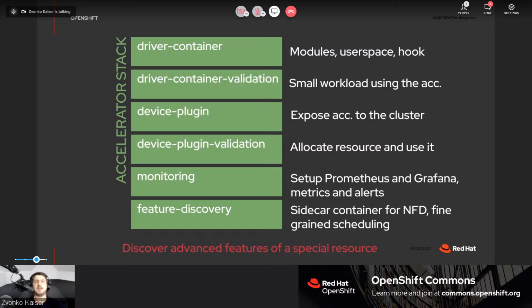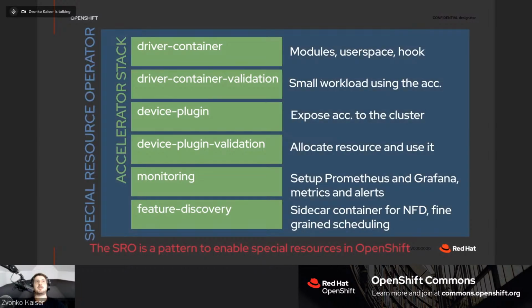So in the case of AI/ML, you want to use, for example, a V100 for training and want to use a T4 for inferencing. So with the feature discovery and those exposed new labels with a prefix like NVIDIA.com, you have more fine-grained scheduling to steer your workloads to specific GPU nodes. And summing all of those steps together is the special resource operator we have developed.